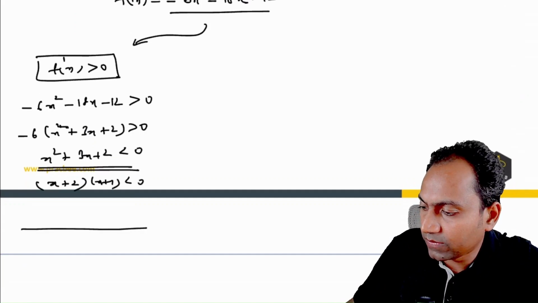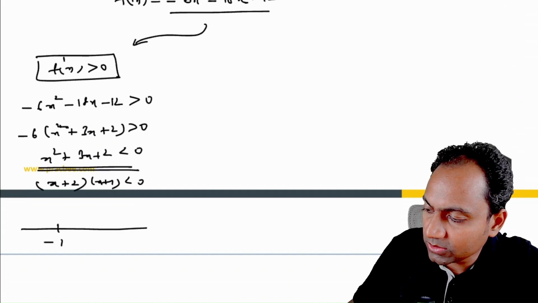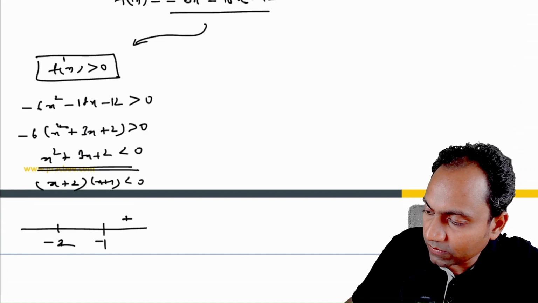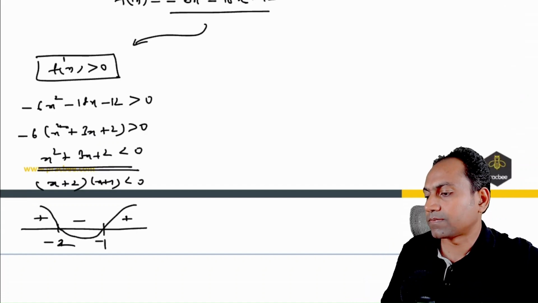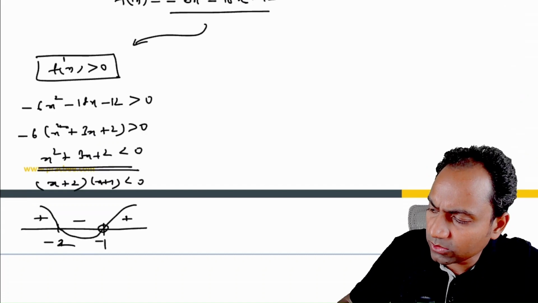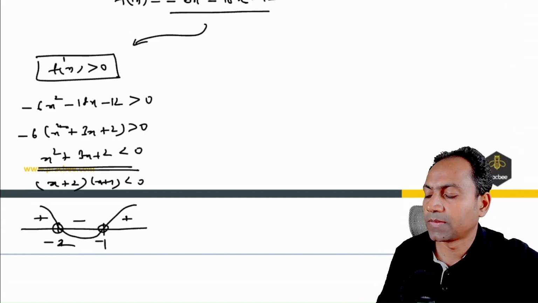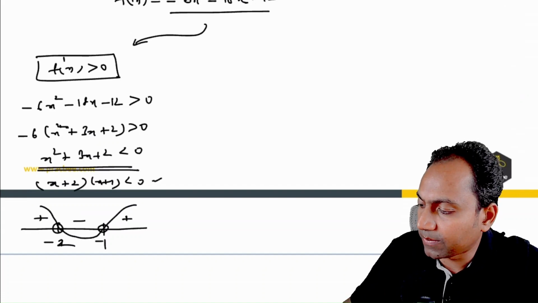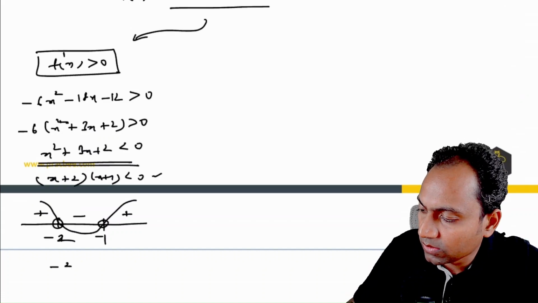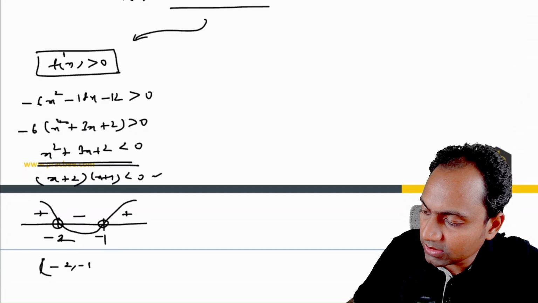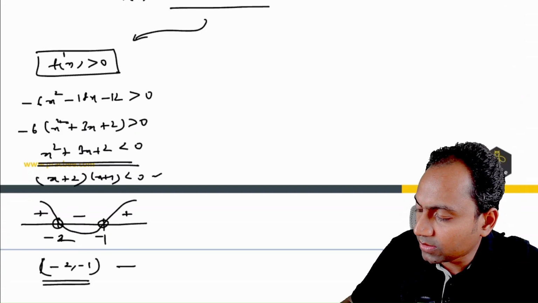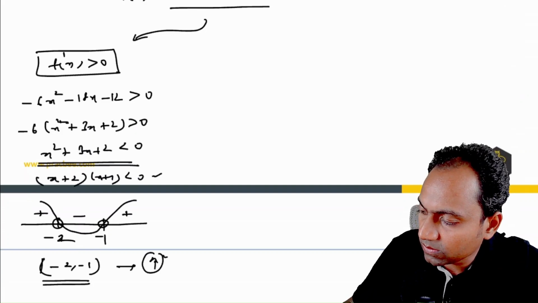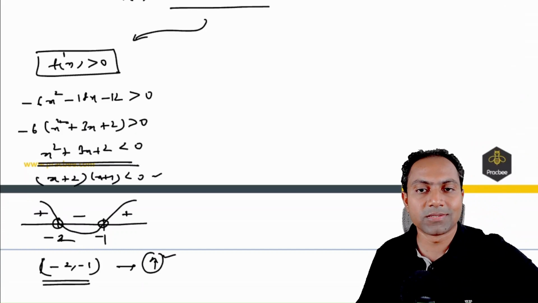If I draw the wavy curve, one point would be minus 2, another point will be minus 1. So we are getting positive values here, then negative, then positive. If you want to draw the wavy curve, it is going to be like this. We do not need to include these values because they are talking about strictly increasing. Now wherever this condition, smaller than 0, follows, it will happen between minus 2 and minus 1. So minus 2 to minus 1, this interval is where the function is going to be an increasing function. This is how we get the answer for the first part.